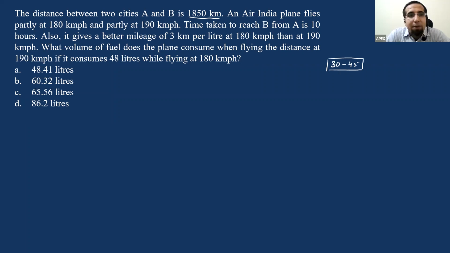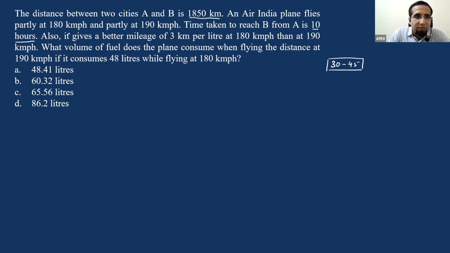Now, an Air India plane flies partly at the rate of 180 kilometers an hour and partly at the rate of 190 kilometers an hour. And the time taken to reach B from A is 10 hours. Now, this is an area where you can save time.